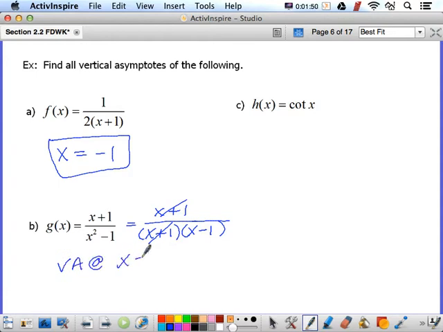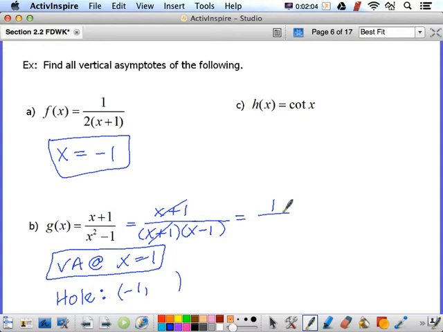So we say there is a vertical asymptote at x equals +1. If I asked you to find the hole, would you know how to do that? Where's the hole? At -1 comma what? How would you find the hole? Plug in -1 after you have removed the hole. So if I plug in -1 here, what do I get? -1/2. That's how you find the hole.